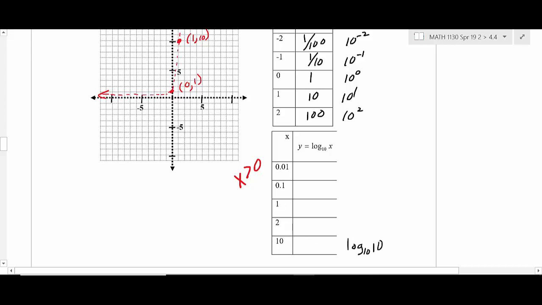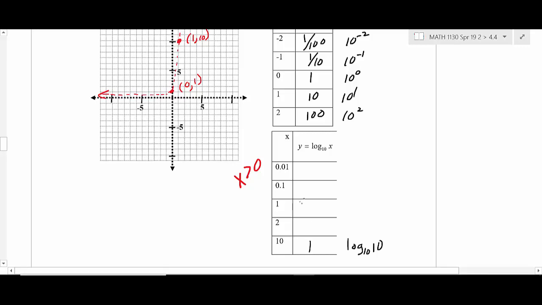Now you want to get to a point where you can do this quickly in your head. This is just saying what power of 10 is 10. So 10 to what power is 10? 1. So that's going to be a 1, okay? All right, don't use your calculator on that. Just do that in your head. Okay, so we get that.